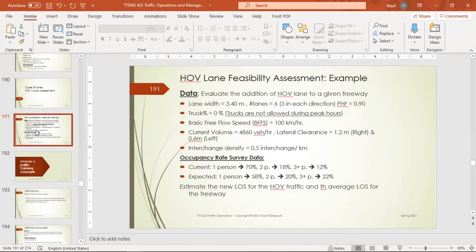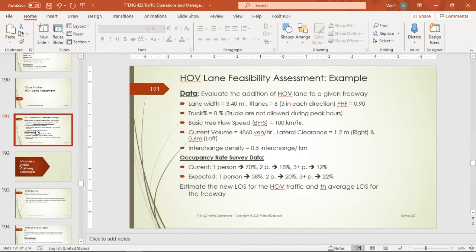The basic free flow speed is 100 kilometers per hour. Current volume is 4,860 vehicles per hour. Lateral clearance is 1.2 meters right and 0.6 meter left. It's a freeway, remember, okay? Interchange density is 0.5 interchange per kilometer.